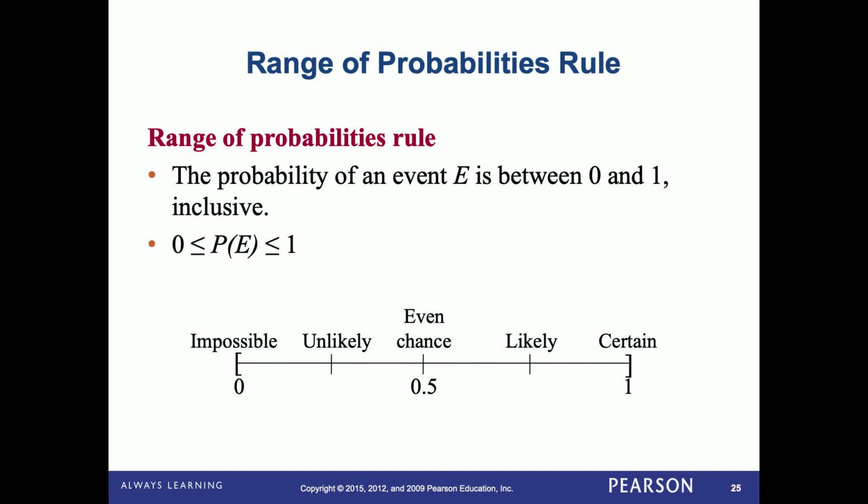So 0 is impossible, like rolling a 7 on a die, that's impossible. Or when I roll a die, what's the probability of getting a 1, a 2, a 3, a 4, a 5, or a 6? Well, 6 possible outcomes over a sample of 6. 6 divided by 6 is 1. I am guaranteed that I'm going to get a 1 or 2 or 3 or 4 or 5 or 6.